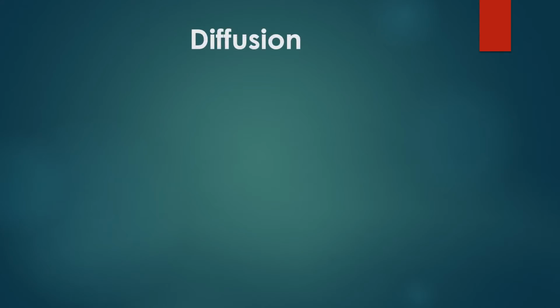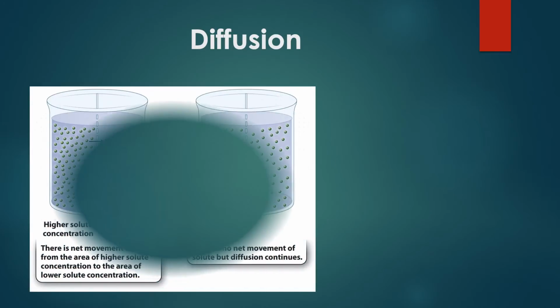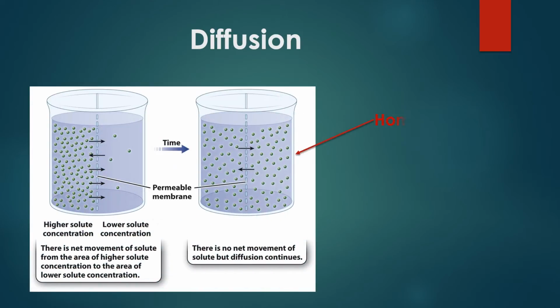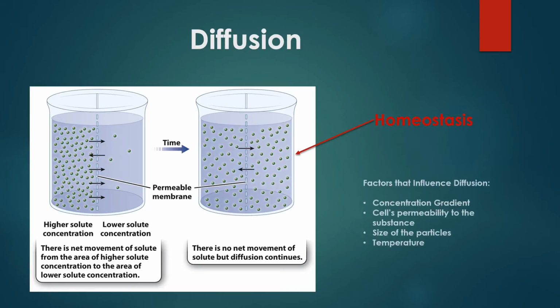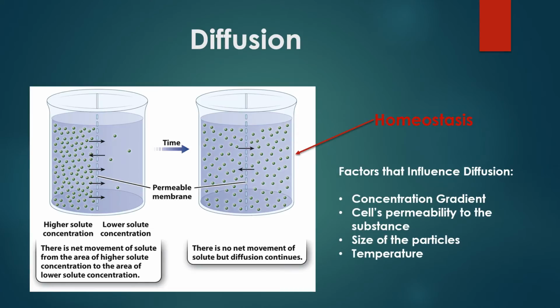To get more in depth with the process of diffusion, know that as the substances move from an area of high concentration to an area of low concentration, the process continues until the substance is evenly distributed in the system, creating a homeostatic environment. In solutions containing more than one substance, each type of molecule diffuses to its own concentration gradient, independent of the diffusion of other substances.